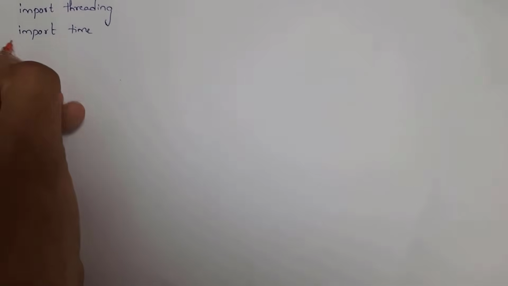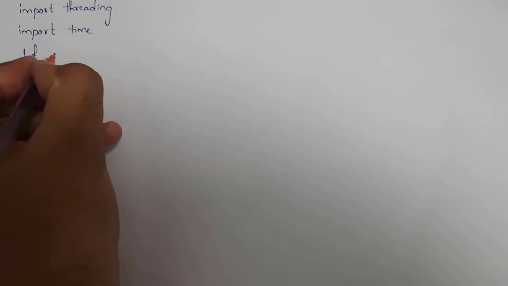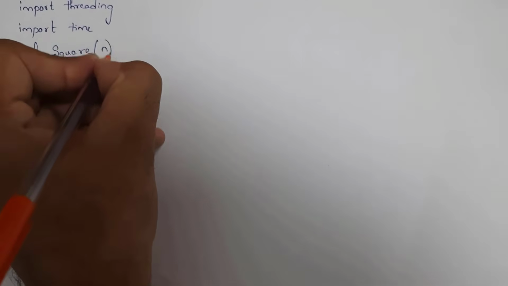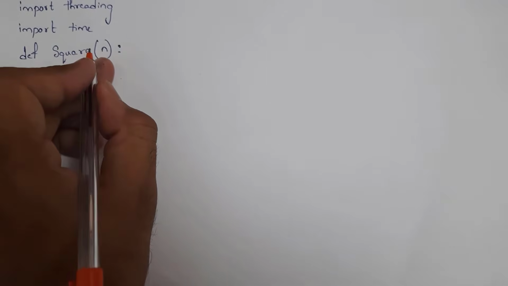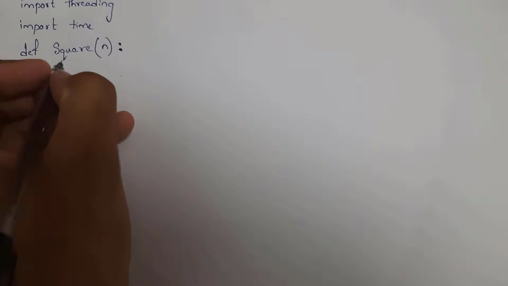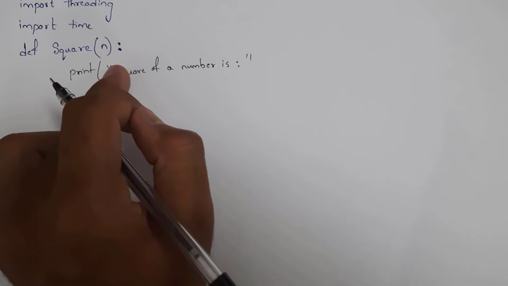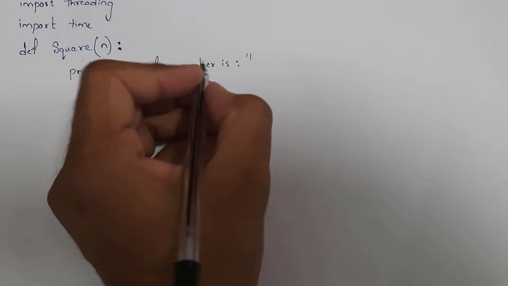I am writing a program to find the square and cube of numbers 1, 2, 3, 4, 5. At first I want to find the square. So I am creating a function using def, that is define, and the function name is square. Inside the square function I am taking the parameter n, where n will store numbers from 1 to 5. Now inside this I am writing a statement: print "square of a number is", with the string in quotations, and close the bracket.